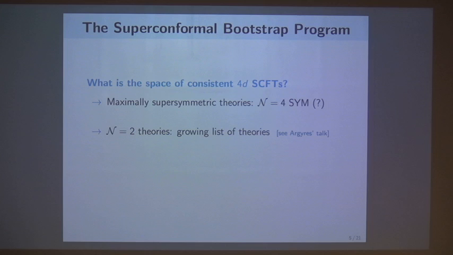But the minute you go to half of maximal supersymmetry, then there's a vast zoo of theories, and this catalog keeps on growing, as we saw in Philip's talk. And then recently we were given kind of an in-between case, N=3 theories, which we hope are more constrained by symmetry, but still we are not there. We are far from a complete catalog.